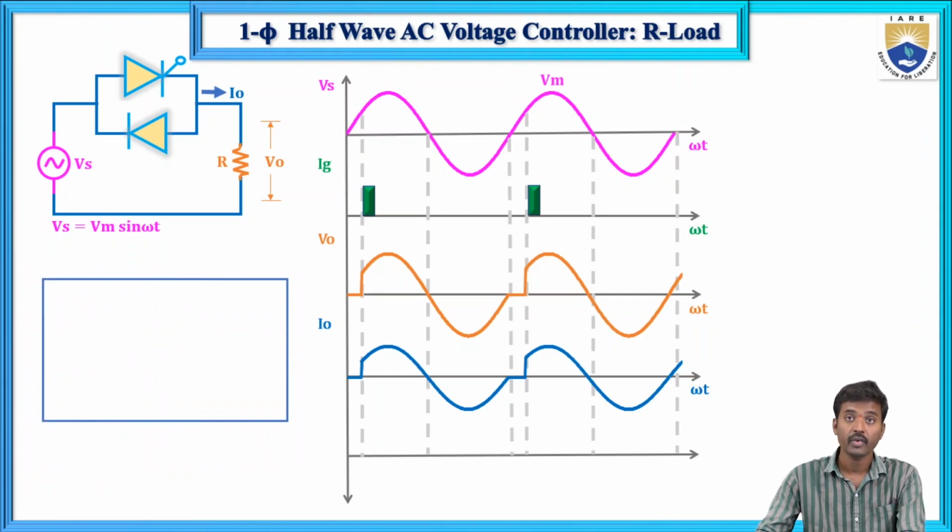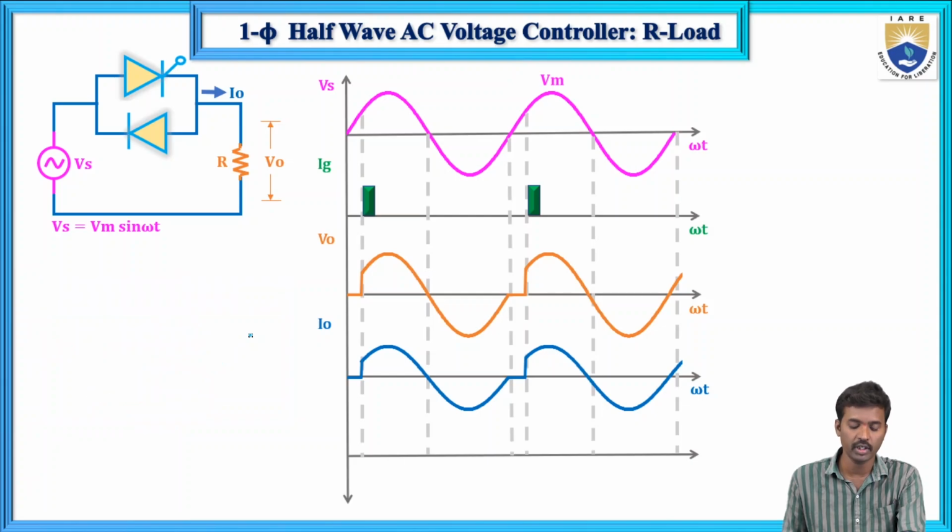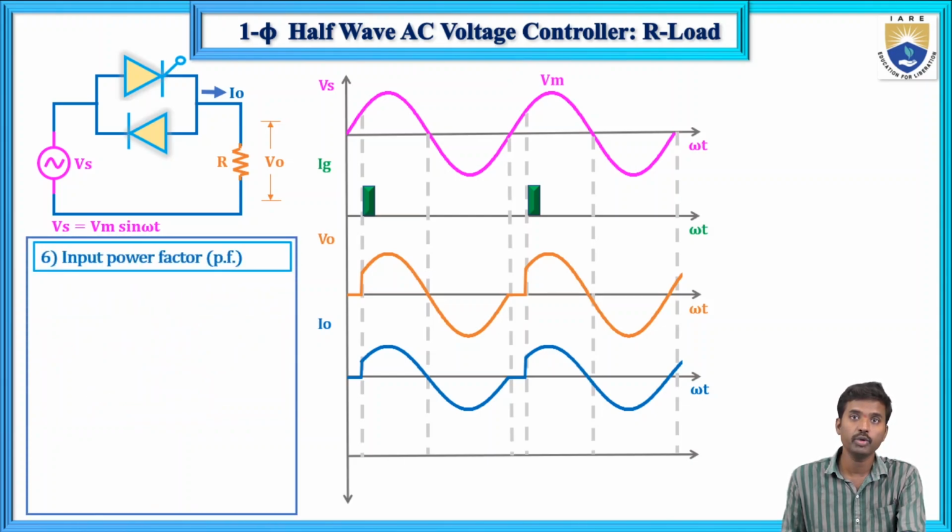The output power equals V0 RMS square by R, or I0 RMS square times R. Just substitute the RMS value of output voltage and output current in this and you will get the output power, P0. Now the input power factor, what is the formula? The input power equals the output power.